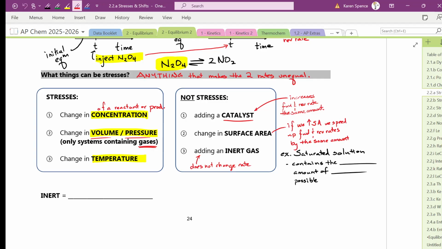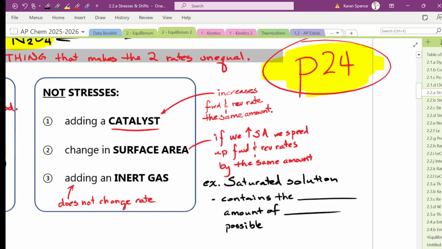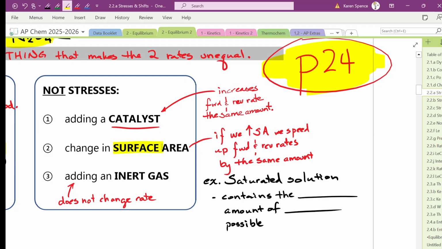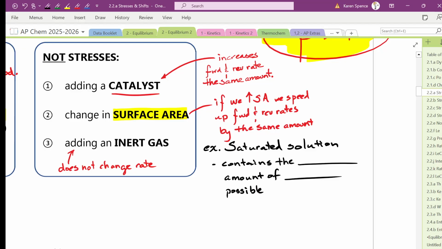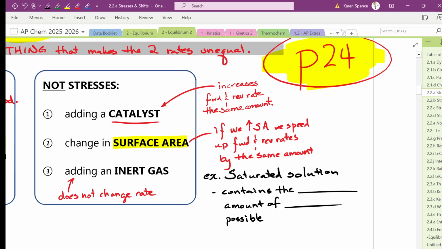So when last we left, it's page 24, we were talking about things that are stresses and things that are not stresses. And one of the things that is not a stress is changing the surface area, because it speeds up the forward and reverse reactions by the same amount. So if we increase it, we speed them up by the same amount. If we decrease surface area, it decreases by the same amount. And we were just getting around to talking about saturated solutions when class ended.